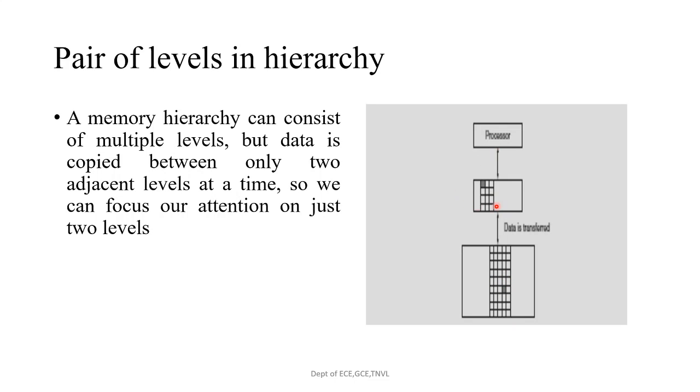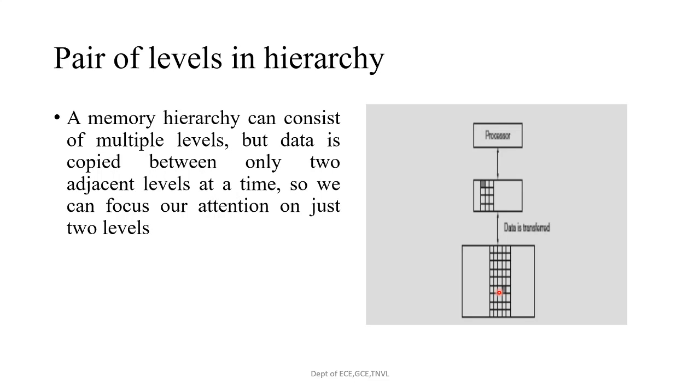So how can we say this is an upper level? The level that is closer to the processor is termed the upper level, and the level that is a little bit farther from the processor is the lower level. Or we can say that each and every level has an upper level and a lower level. The upper level is always faster and the lower level is always slower. So now we have come to the point: what is the use of this memory hierarchy?